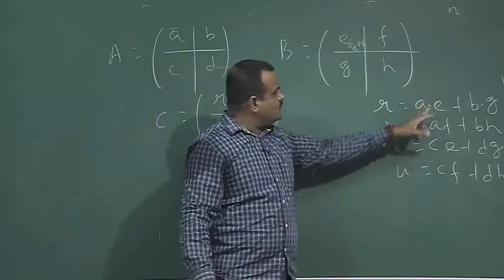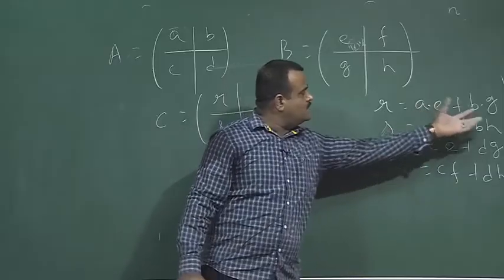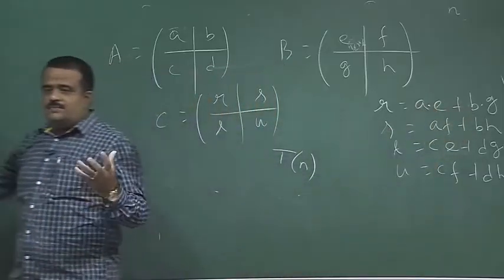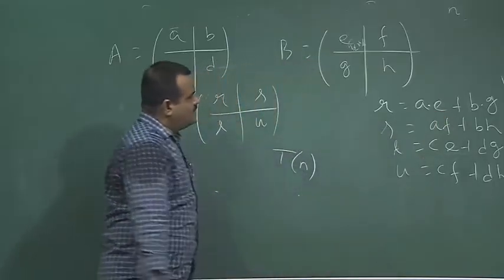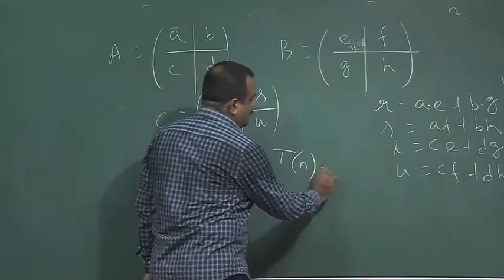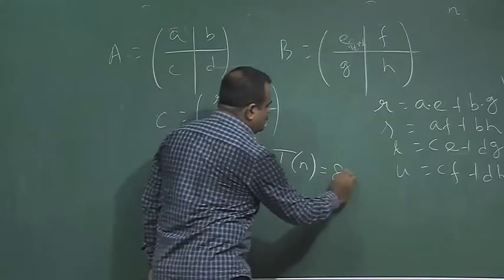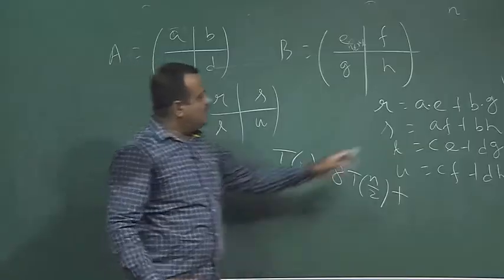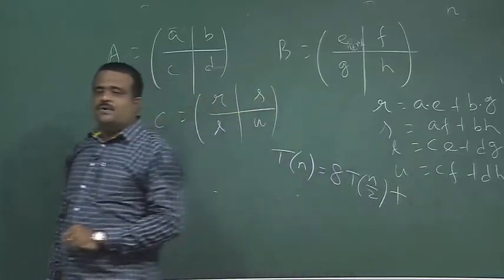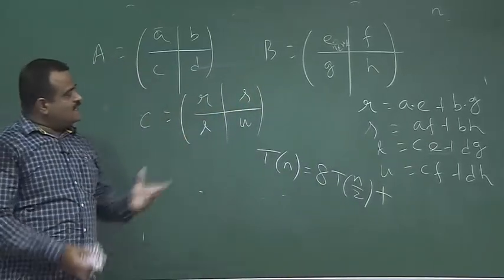Now, in the conquer step we will recursively solve these sub problems, and then once we have the solutions to these sub problems, in the combine step we will just do the addition. So, basically we have 8 matrix multiplications plus the cost of the addition. We have 4 additions, but how much time does each addition take?